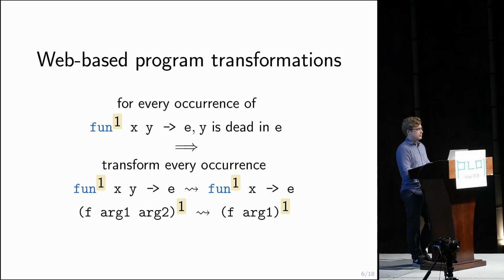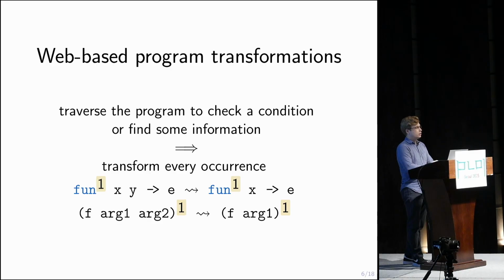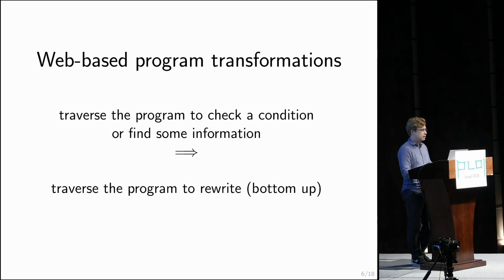And in general, if you do these flow-directed or web-based program transformations, you're going to have a first check that's going to traverse the program to check some condition or compute some information about each web. And then you're always going to follow that up by a traversal to actually do the rewrite, 2 separate phases.